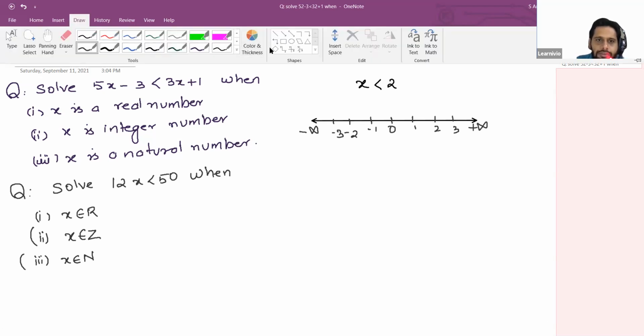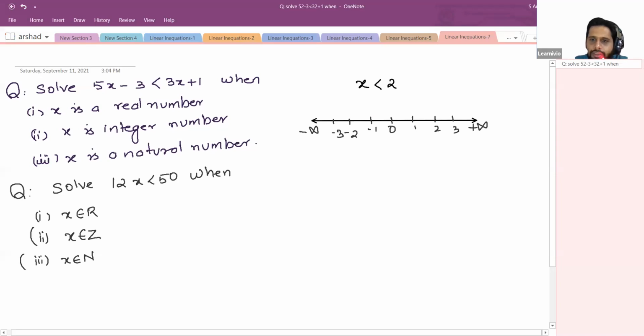So how can we represent this? We will choose a different color. Less than 2, so 2 is not included. We will highlight this with a hollow circle. And less than 2 means this direction, and we will write like this. Okay, is this clear, Ikhra? Yes, sir. Okay, good. This is the first part.